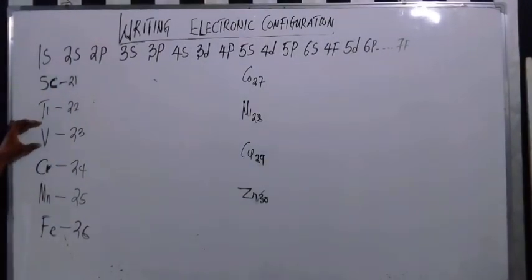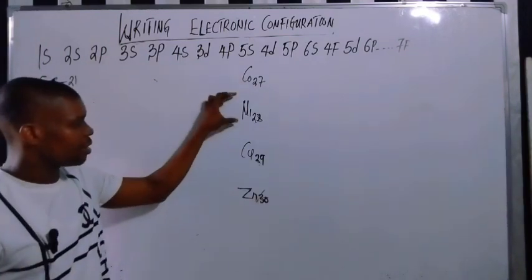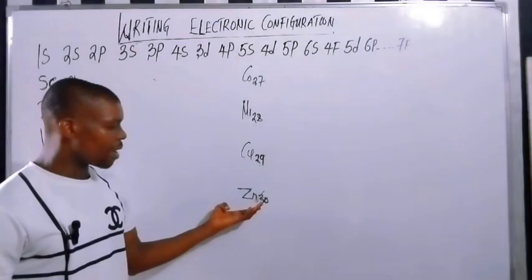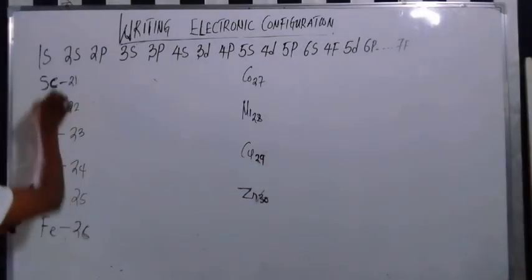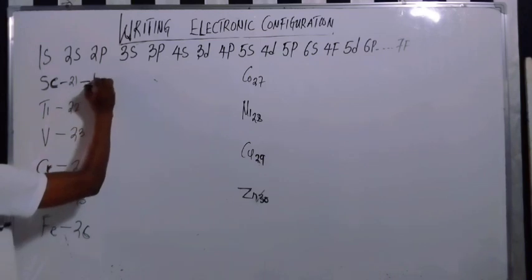Scandium, titanium, vanadium, chromium, manganese, iron, cobalt, nickel, copper, and what? Copper and zinc. So let's write the electronic configuration. Remember, I'm going to start from this place here. It's going to be what?